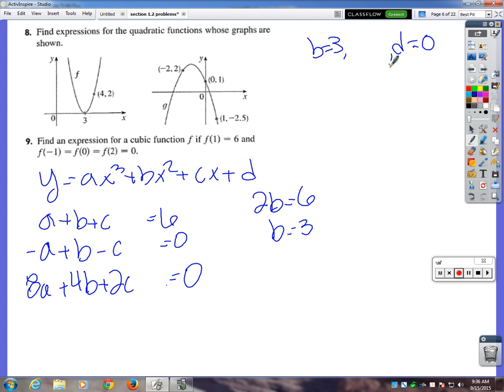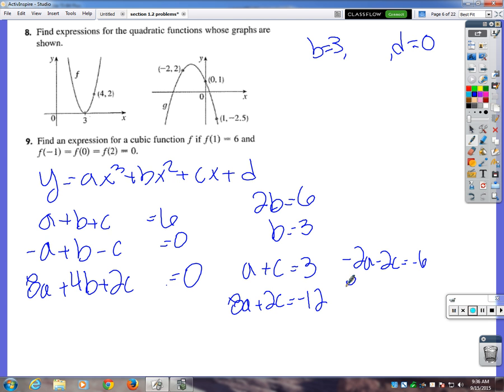Now I'm going to plug 3 in for b into the top one and the bottom one. If I plug it into the top one, I get a plus c equals 3. And if I plug it into the bottom one, then I get 8a plus 2c equals negative 12. There was already a 6 here, so I plug in the 3 and then 6 minus 3 is 3. What do you want to multiply the top by to get something to cancel on the bottom? Negative 2.